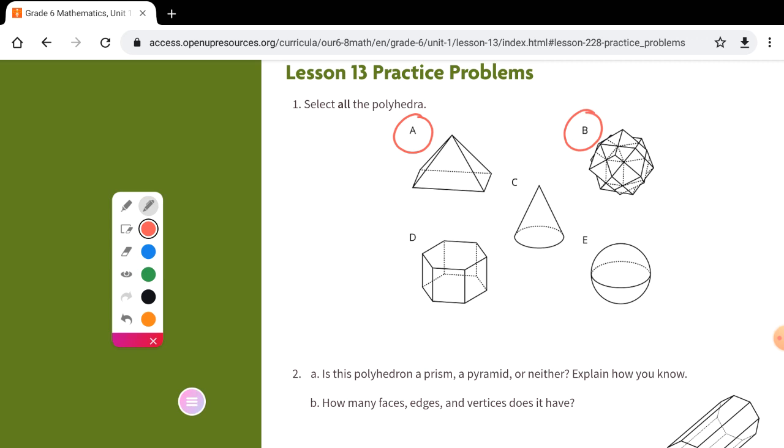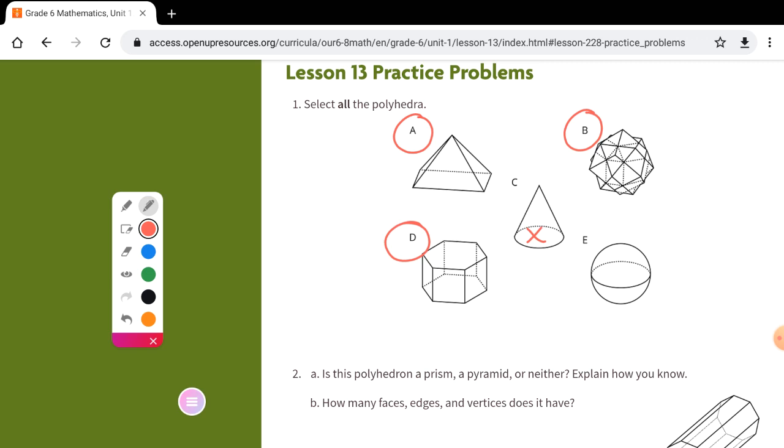C, Meyer? Why not? Because it has a circle on it, and a circle is not a polygon, so that cone cannot be a polyhedron, because a polyhedron is made up of polygons. D, Dom? Yes. Why? Because it doesn't have curvy shapes and it's all connected. Because it is a 3D solid figure made up of polygons, right? That's what I thought you said.